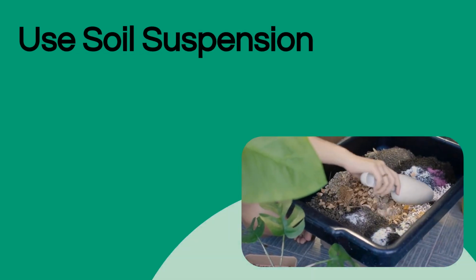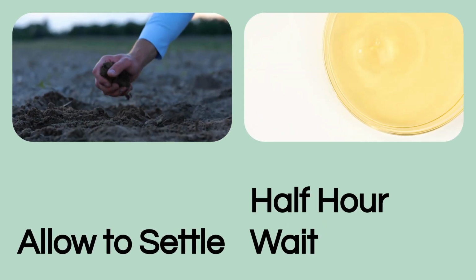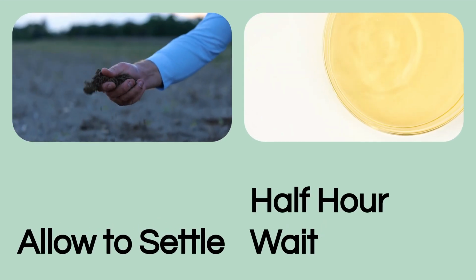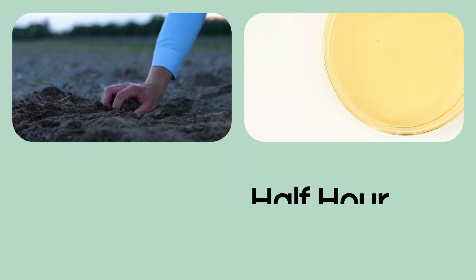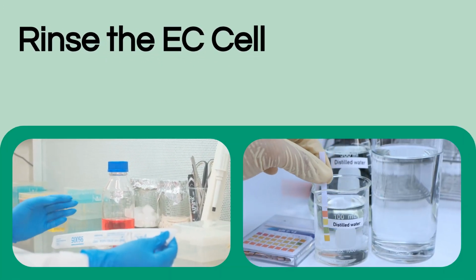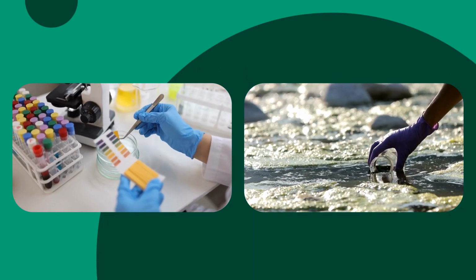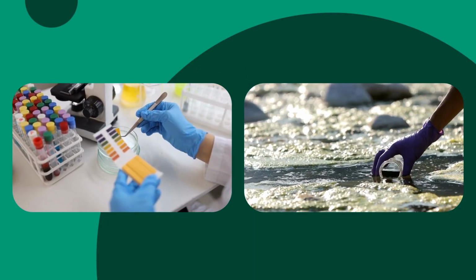For the measurement, use the same soil-water suspension that was prepared previously. Crucially, allow the soil particles in the suspension to settle in the beaker for approximately half an hour before taking the reading. Before immersion, be sure to thoroughly rinse the conductivity cell with distilled water to prevent contamination from previous samples. Once rinsed, gently immerse the clean cell into the settled soil suspension.